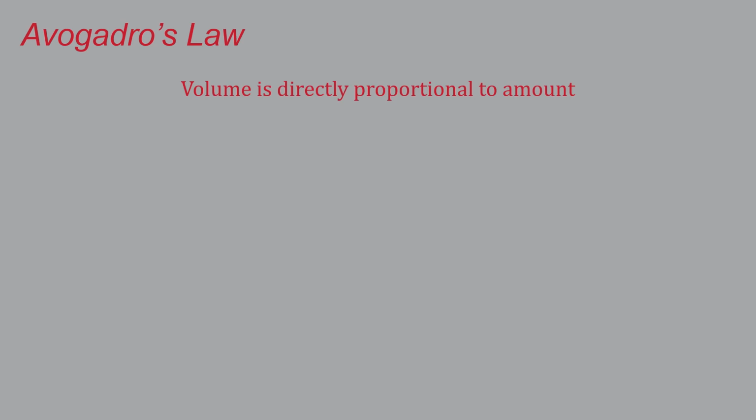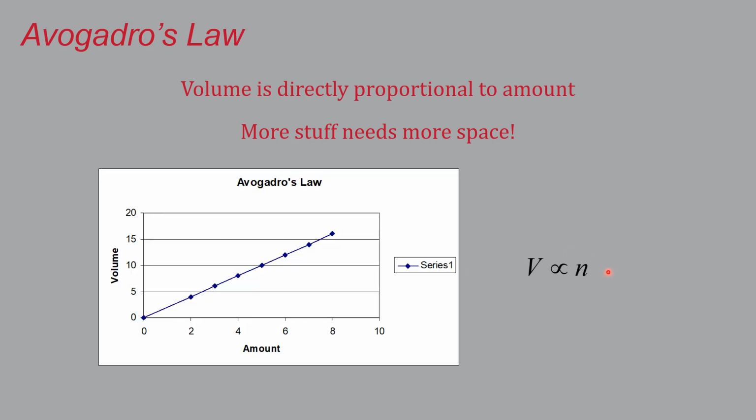These observations were summed up in what is now called Avogadro's law, that said that volume is directly proportional to amount. In colloquial English, more stuff, more space. Now, in equation form, we would say V is proportional to n. In graph form, it looks like this. So as you increase the number of moles of gas, the volume it occupies increases linearly. And so again, if you double the amount, the volume doubles as well. If you triple the amount, the volume triples.